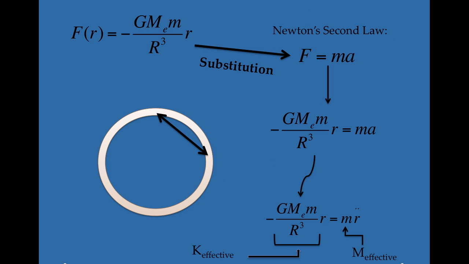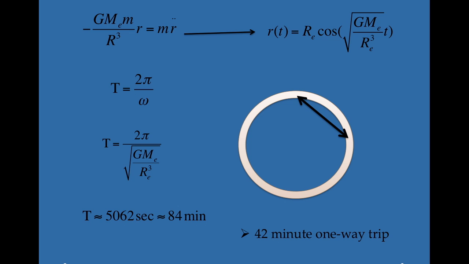We can now use Newton's second law, F equals ma, and plug in our equation for the force. Here we see our force is equal to our mass times acceleration. This equation turns out in the form of a simple harmonic oscillator with respective k and m effectives. Solving this simple differential equation, we see that r of t is equal to the radius of the Earth times cosine of the square root of the gravitational constant times the mass of the Earth over the radius of the Earth cubed, times t.